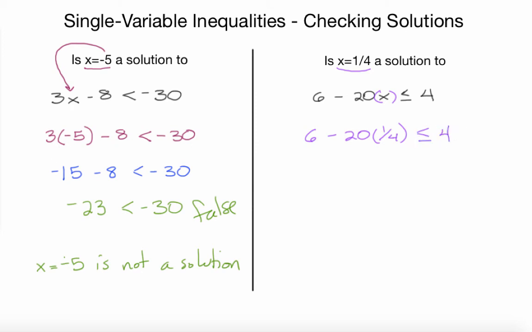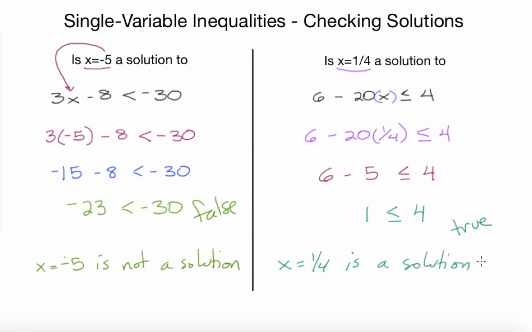All right, multiplication first, so 20 times 1/4, I can think about it as 20 divided by 4, which is 5. So we've got 6 minus 5 is less than or equal to 4. 6 minus 5 is 1. And is 1 less than or equal to 4? Well, that's true. 1 is to the left of 4 on the number line. So that is a true statement. It's a true inequality, so x equals 1/4 is a solution.